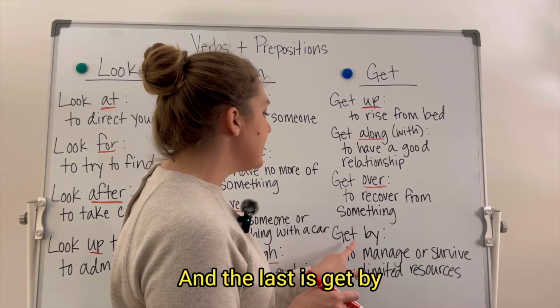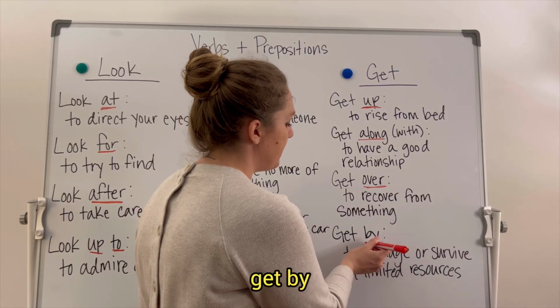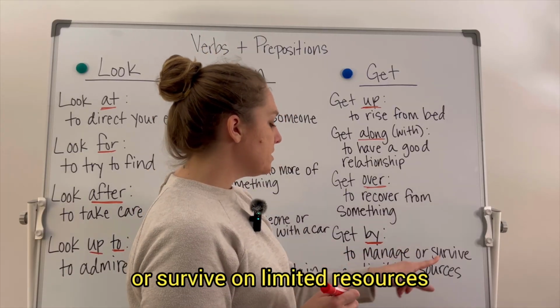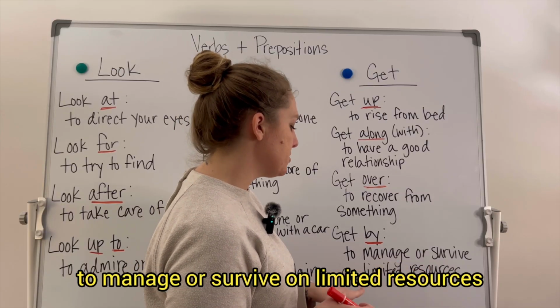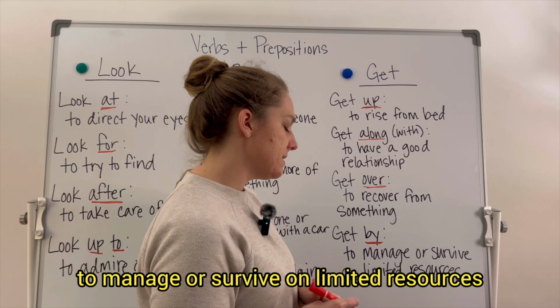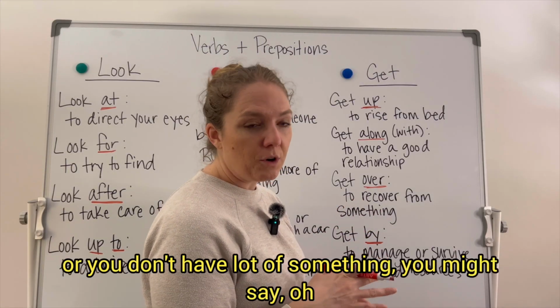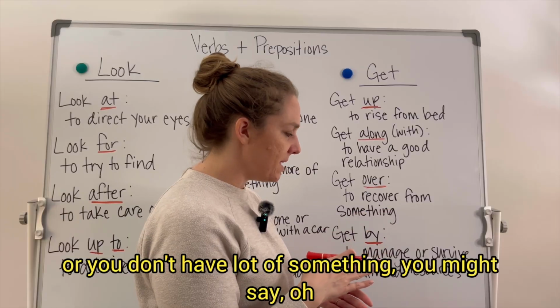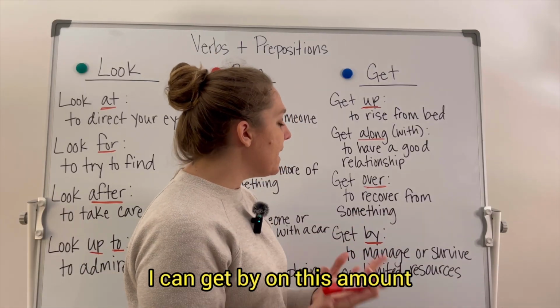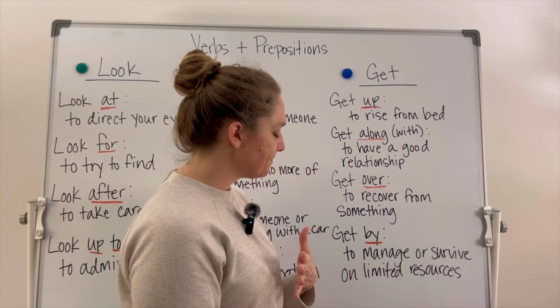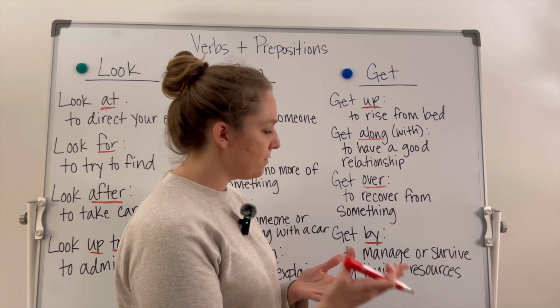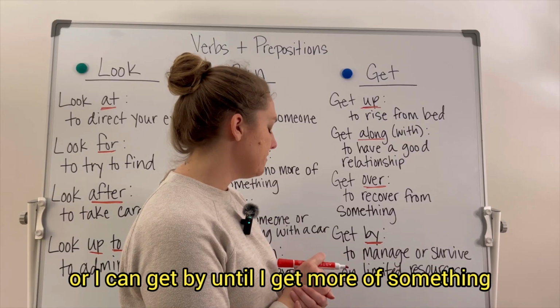And the last is get by. Get by. This means to manage or survive on limited resources. To manage or survive on limited resources. So if you don't have a lot of money or you don't have a lot of something, you might say, oh, I can get by on this amount, or I can get by on a little until I get paid, or I can get by until I get more of something.